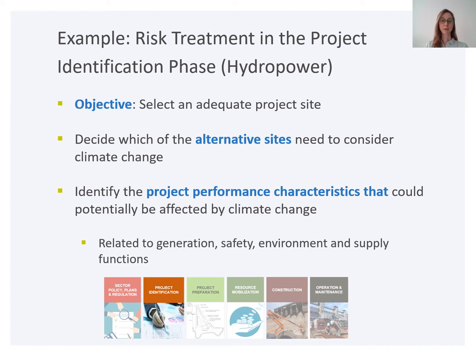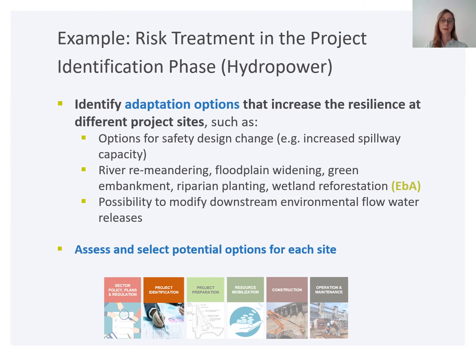You'll then identify the project performance characteristics that could potentially be affected by climate change based on the risk assessment. So the performance criteria are likely to be related to the main functions of the hydropower infrastructure. So that means the generation, safety, environment, and supply functions. Based on the risks identified, you would then identify a list of potential adaptation options that increase resilience at each of the different project sites.